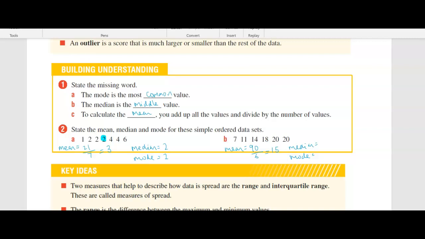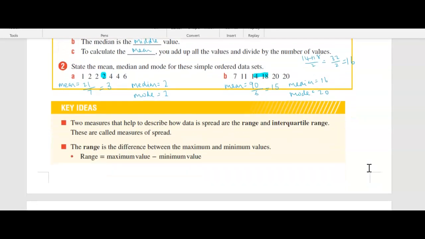Your median. So we've got 6 values. So your median is halfway between 14 and 18. So you might think, oh, it's going to be 16. But remember, you can also add the 2 numbers together and divide by 2 will also give you the halfway. So 14 plus 18 is 32, divided by 2 is 16. So you can get 16 that way as well. And your mode is 20. Okay, so we've got the mean, median, and mode.